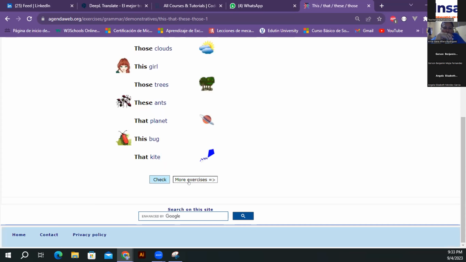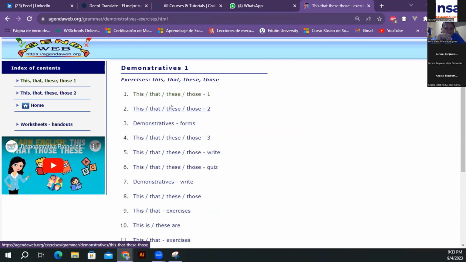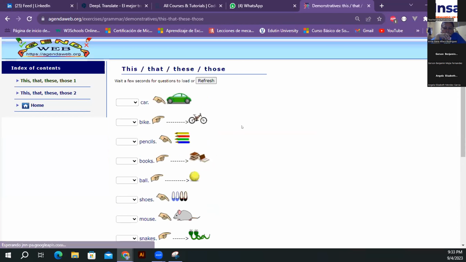Okay. More exercise. Number two. As well, we are doing. As well, we're not yet. Yeah. Okay. This car is green. It's green. That bike is far. It's brown.